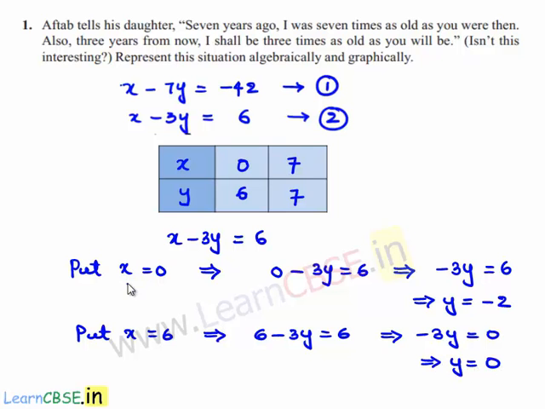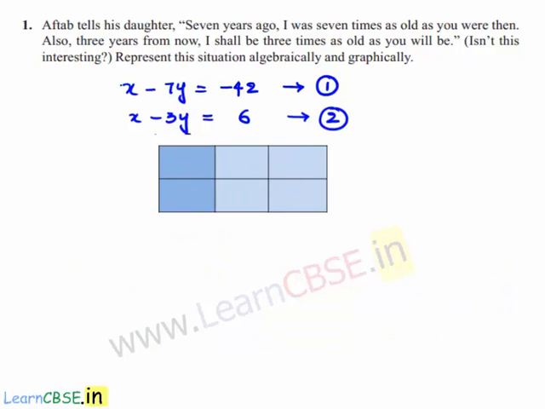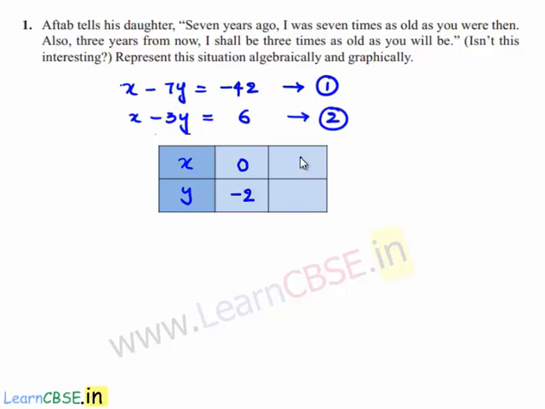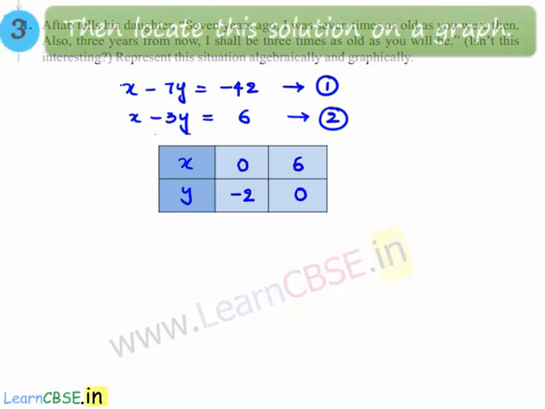That is, when x is equal to 0, y is minus 2, and when x is equal to 6, y is 0. Let us tabulate these values also in a tabular form. Now, write x and y here. When x is equal to 0, we got the value of y as minus 2, and when x is equal to 6, we got the value of y as 0. So, let us use the two tabular forms in order to draw a graph.